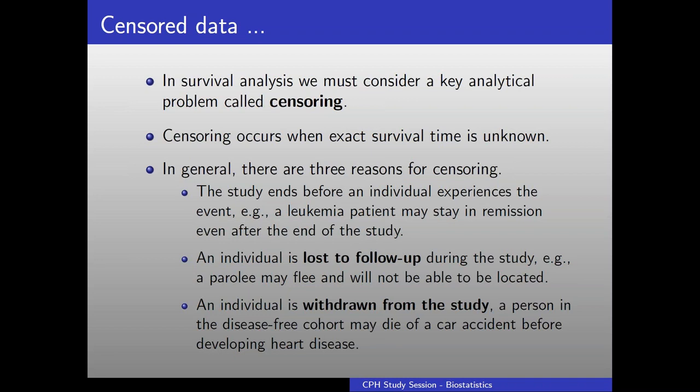Censoring occurs when the exact survival time, so the time until event, is unknown. This could occur usually because individuals are lost to follow-up, meaning we lost contact with them, like a parolee who flees the area and you're not able to locate him, or an individual is withdrawn from the study. An individual could be withdrawn from the study, for example, if they were in the disease-free cohort being followed until heart disease, but they unfortunately died in a car accident. So they died, but they didn't die because of the cause you're looking at, so they have to be removed from the study.